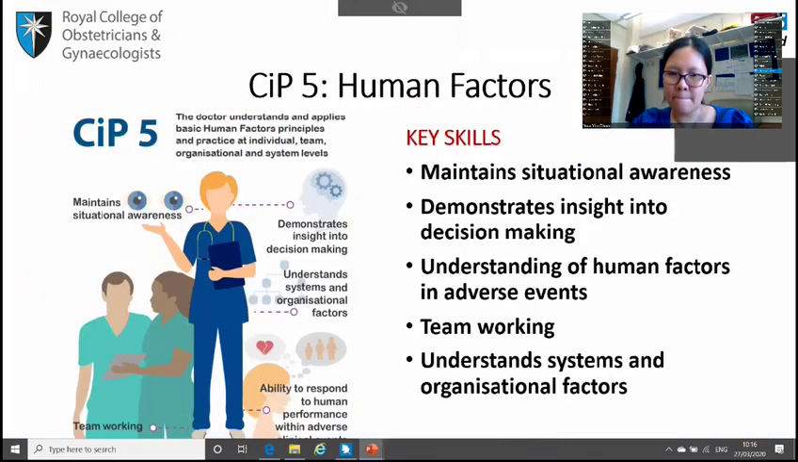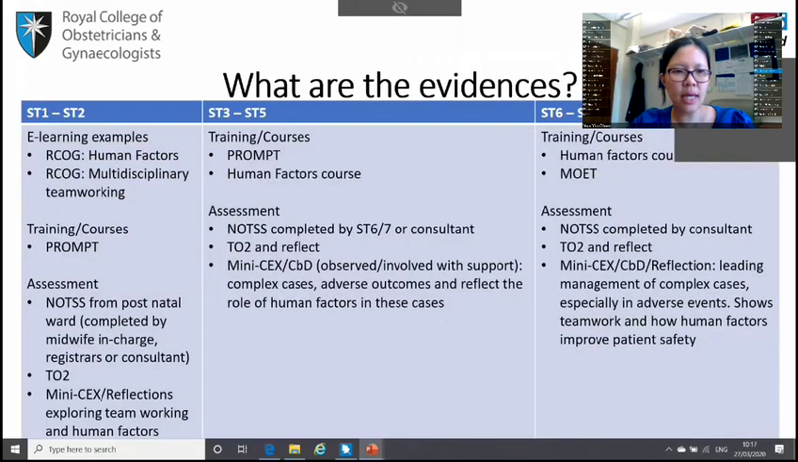Human factors and the evidence. Okay, there are a lot of courses, especially for the senior trainees. Okay, but this is where your NOTSS assessment will help as well, or in the mini-PAT. As you progress in your career, the cases get more complicated, and we expect you to be more involved in adverse outcomes, especially all those cases, because it's quite challenging to be reviewing the whole case in terms of how it happens and how human factors are involved in it. So courses like PROMPT, human factors course, MOET, those are the courses that are helpful in getting you started, and then you can just progress onto it as you go.